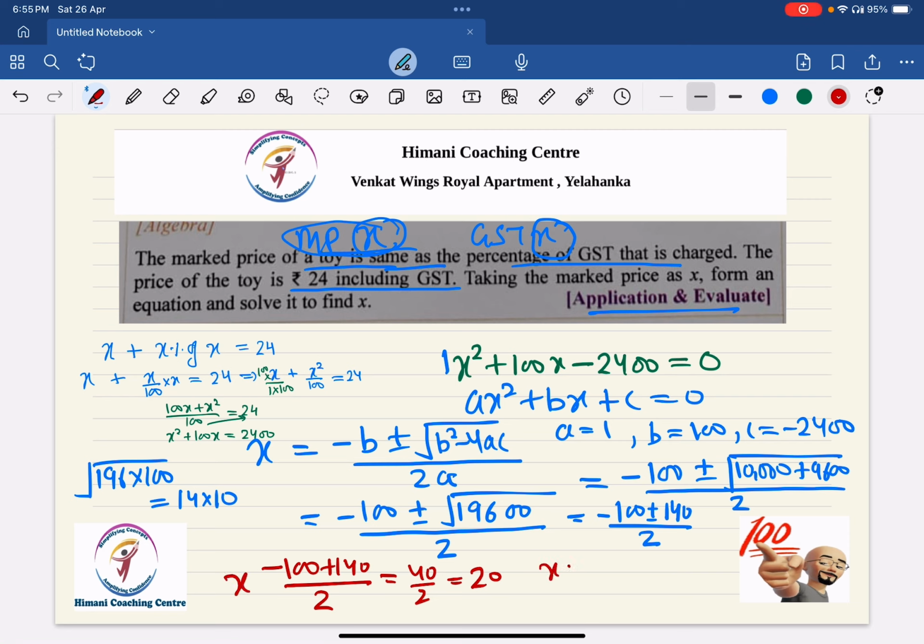The other value, which we will reject because it is negative, is minus 100 minus 140 by 2. Because we are finding price, it cannot be negative. So we will say rejected. Hence the answer is that the value of x is 20.